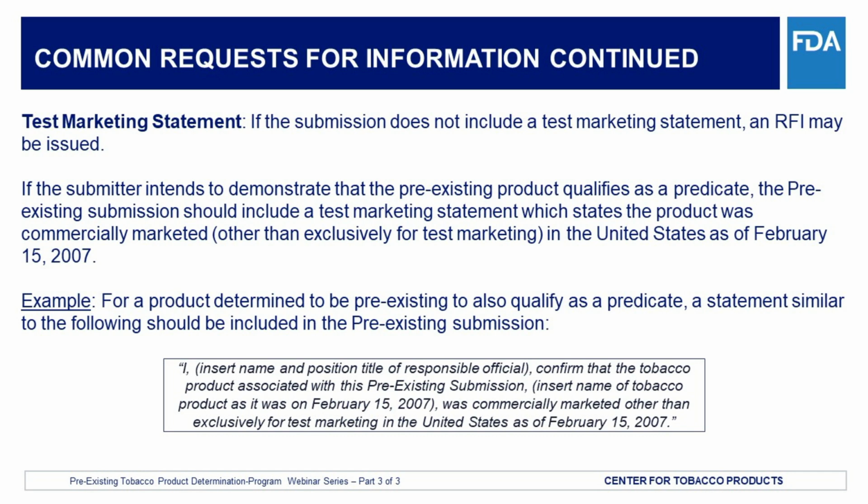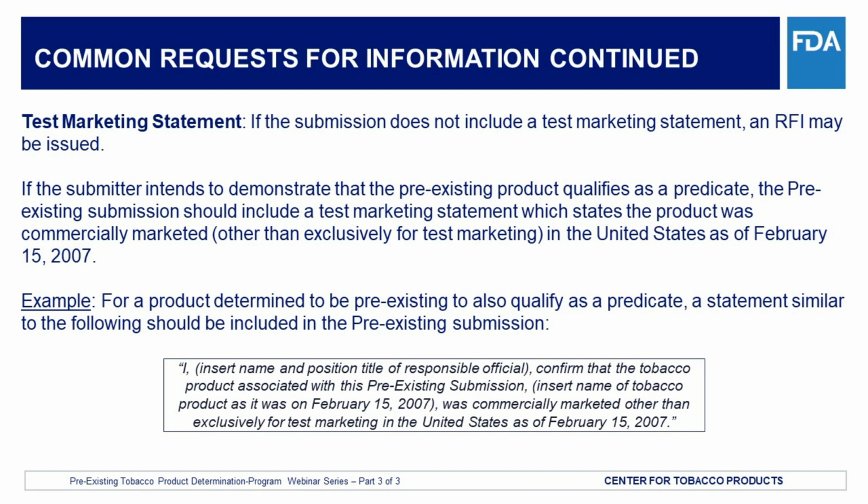If you intend to demonstrate that the product is predicate eligible, your PX submission should include a test marketing statement that states the product was commercially marketed, other than exclusively for test marketing, in the United States as of February 15, 2007. On the slide is an example of a test marketing statement for pre-existing products intended to serve as a predicate product.